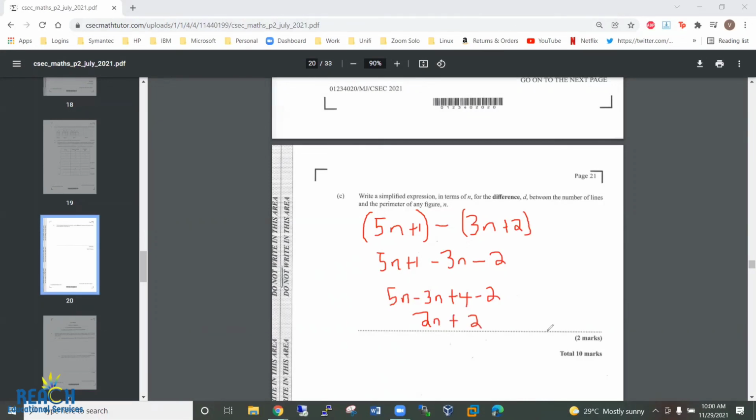And that is how we got our full 10 marks for this investigating patterns question on the CSEC Mathematics Paper 2, July 2021.